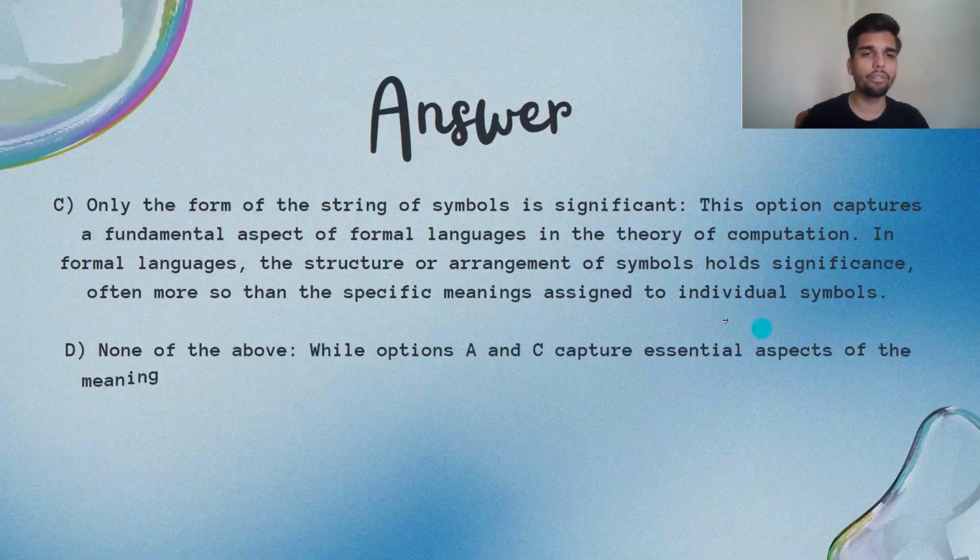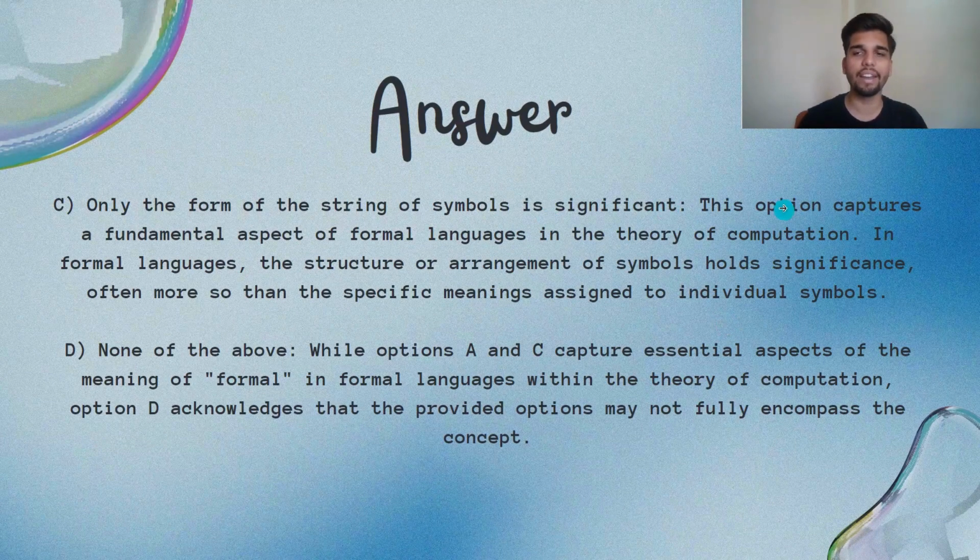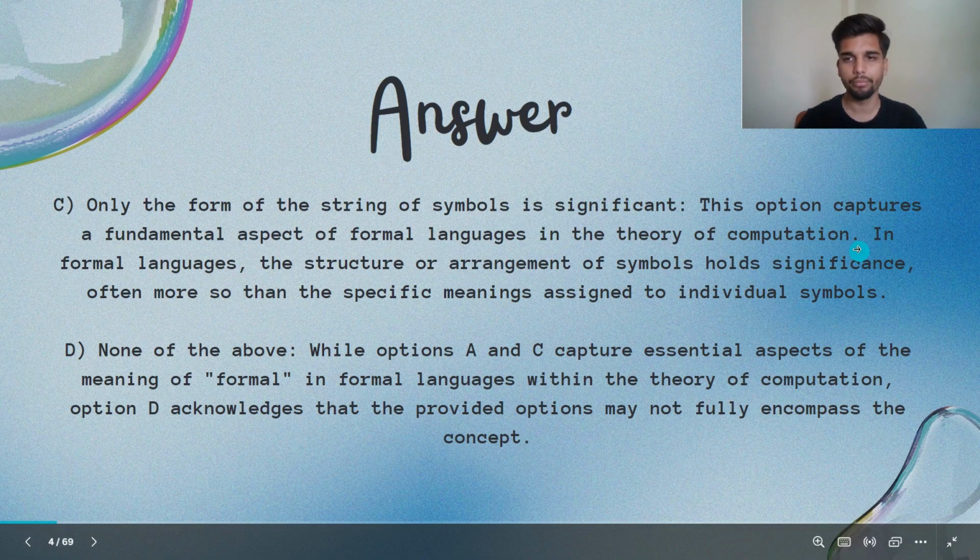Third option, we have only the form of the string of symbols is significant. This option captures a fundamental aspect of formal languages in the theory of computation. In formal languages, the structure or arrangement of symbols holds significance, often more than the specific meanings assigned to individual symbols. And D, none of the above. While options A and C capture essential aspects of the meaning of formal in formal languages within the theory of computation, option D acknowledges that the provided options may not fully encompass the concept.